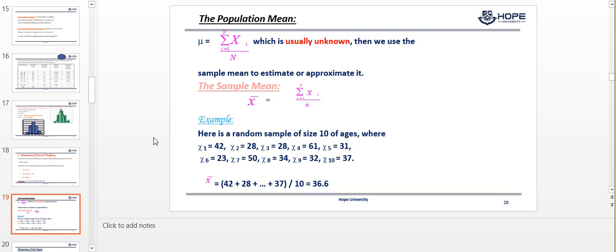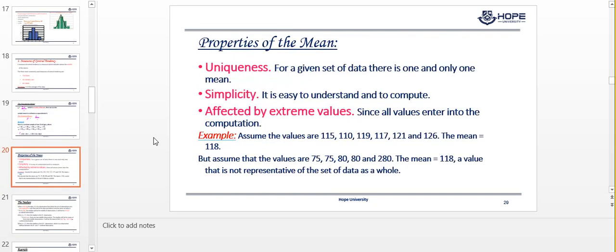How should we do it? In the summation of x, we should add up the total of all the ages, divided by their original total number. The original sample number is 10. We add up the whole set of numbers so that we get the sample mean. So it's simple. You can do the calculation using my calculator.